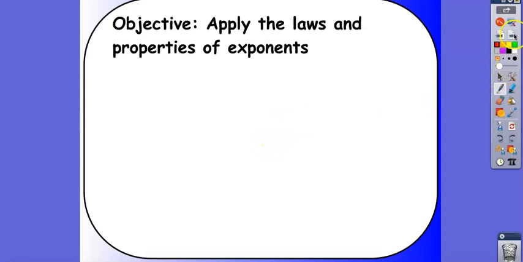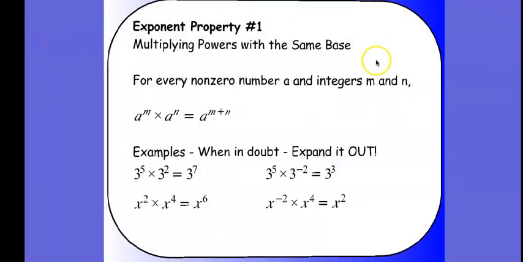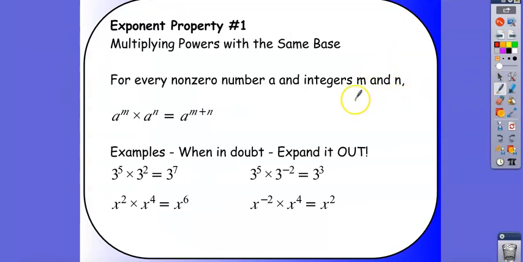Okay, so let me get over there. And let me make this a pen. The very first property is multiplying powers with the same base. For every non-zero number a and integers m and n. So here is a, that is your base. The m and the n are your powers. So if you had a and a was exactly the same, your bases were the same, then you're allowed to add the powers. Let me show you an example.